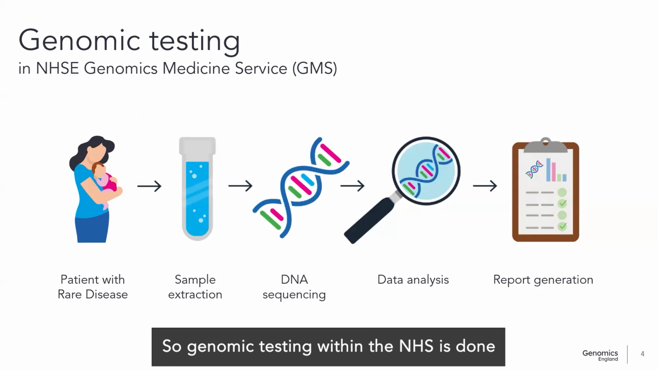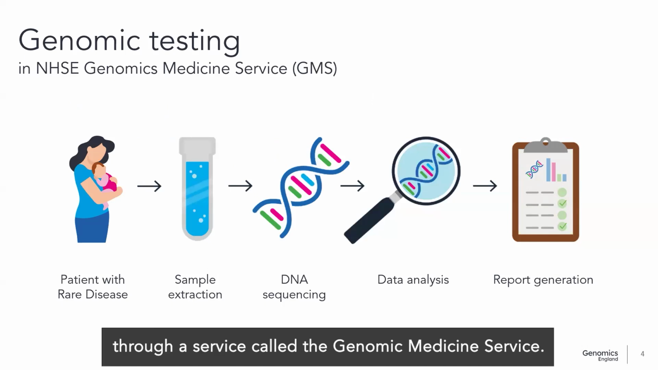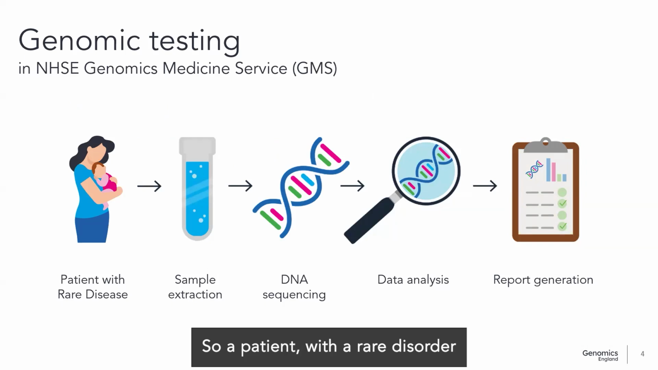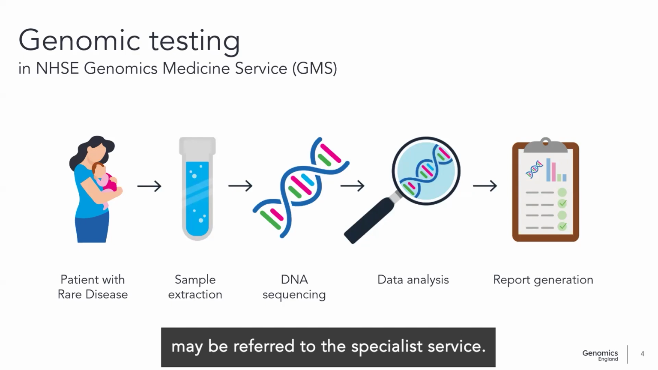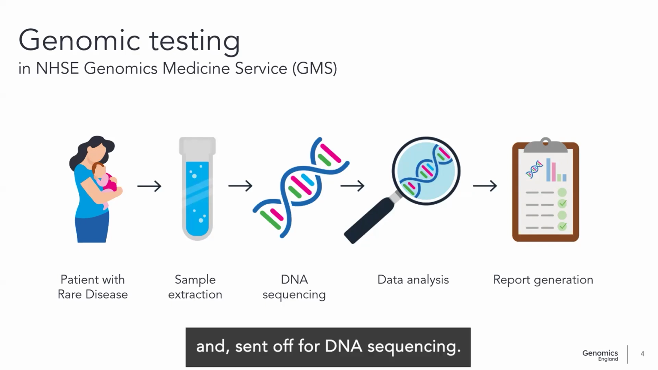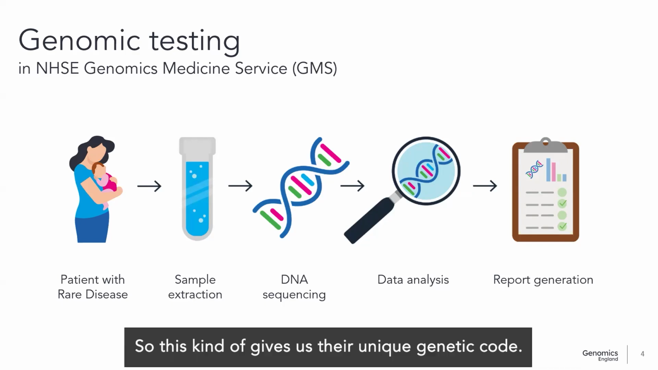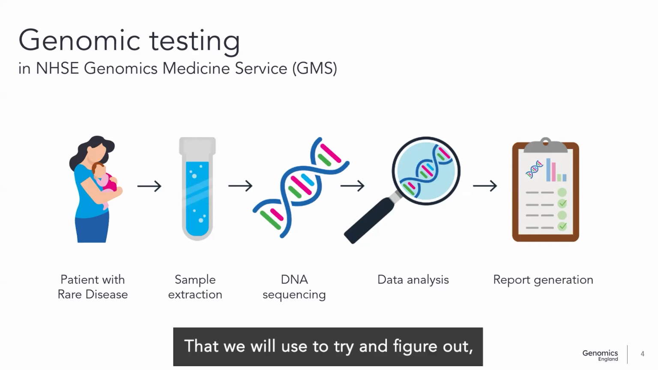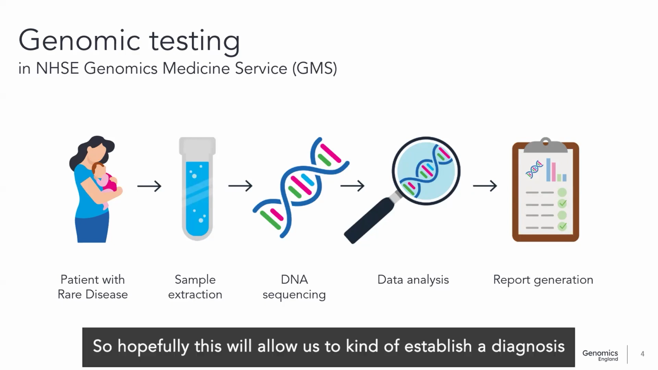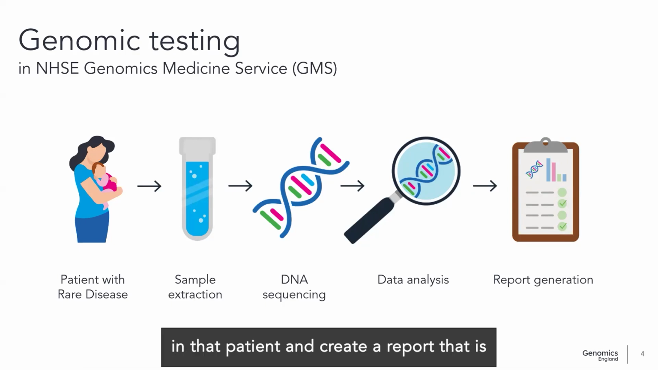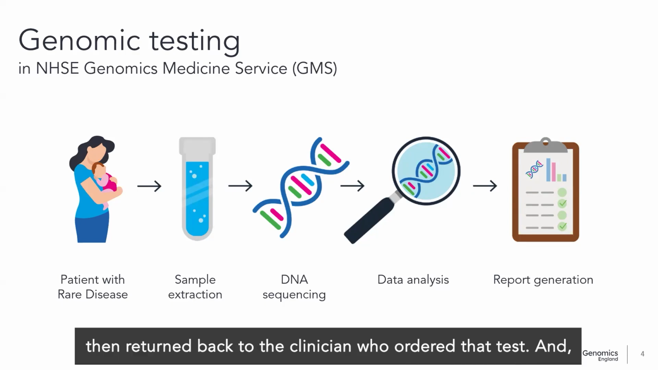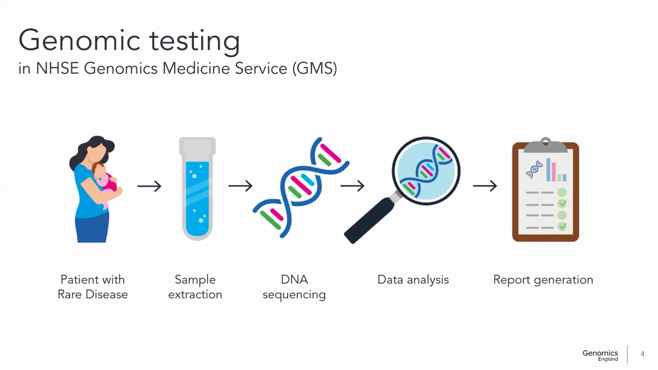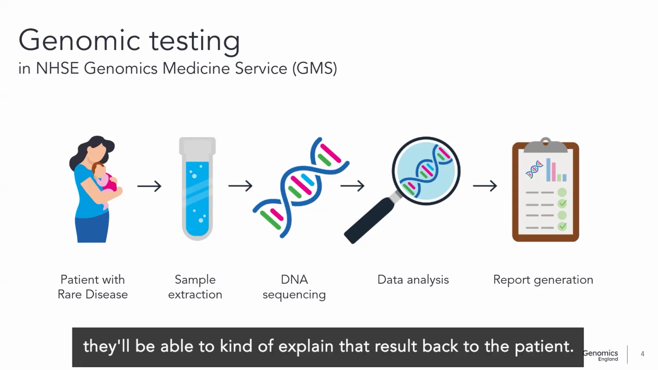So genomic testing within the NHS is done through a service called the Genomic Medicine Service. A patient with a rare disorder may be referred to this specialist service, at which stage their sample will be taken and sent off for DNA sequencing. This gives us their unique genetic code that we will use to try and figure out if there are any changes in that patient's DNA that may explain their condition. Hopefully this will allow us to establish a diagnosis in that patient and create a report that is then returned back to the clinician who ordered that test. And they'll be able to explain that result back to the patient.